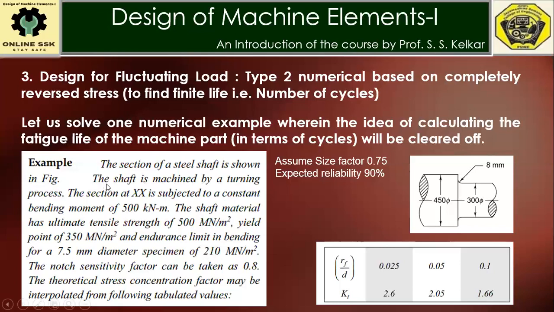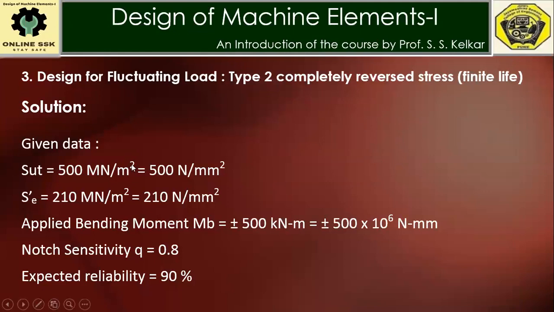Now let us enlist the given data, following our custom of enlisting the given data. Sut is 500 mega Newton per meter square. Newton per meter square is Pascal, so megapascal is nothing but Newton per millimeter square. Se dash is 210 mega Newton per meter square. Again, Se dash is equal to 210 Newton per millimeter square.